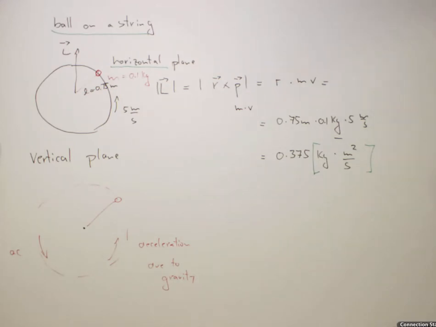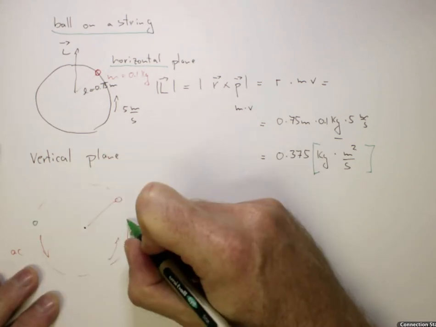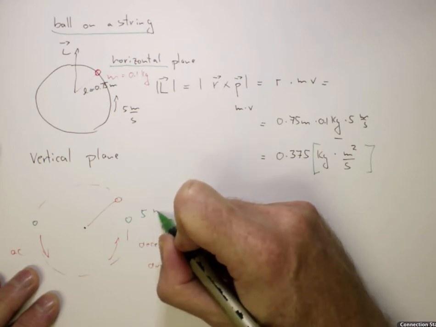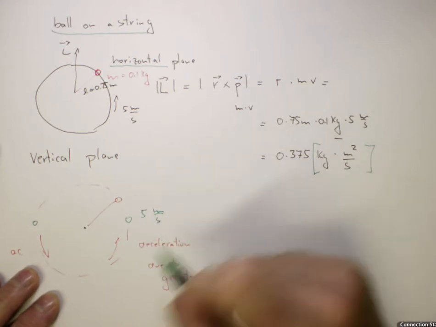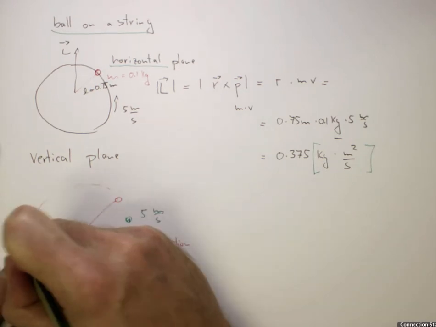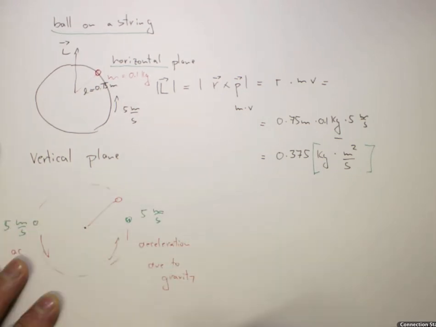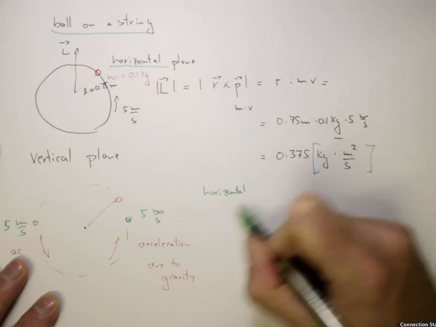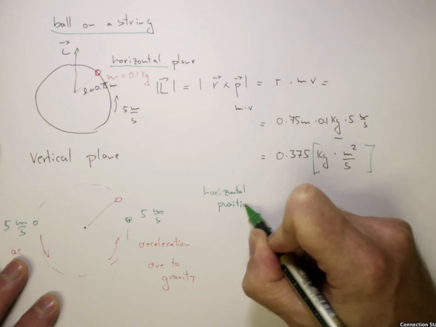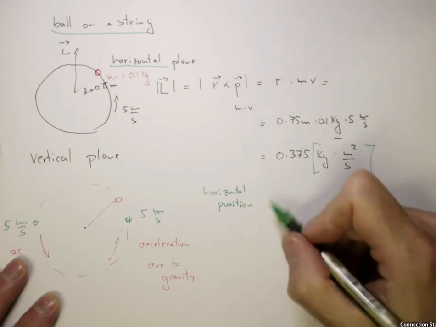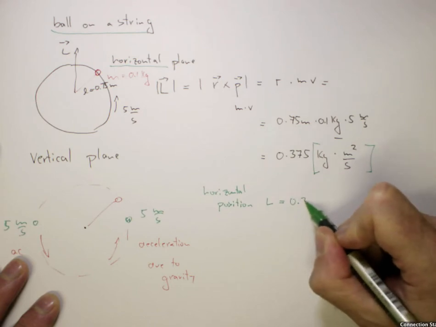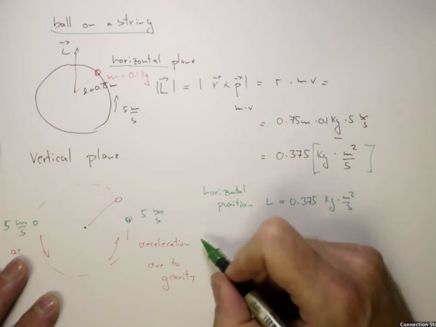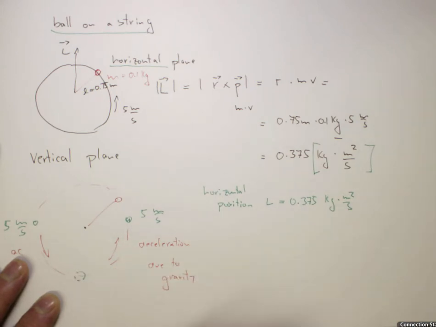Nevertheless, we can work out the angular momentum. We can consider three positions. In the horizontal position, as we've done before, we might assume the ball has a speed of 5 meters per second, which is the same on the other side. And we will find that for the horizontal position, we get the same result as just a moment ago. L is equal to 0.375 kilogram meter squared per second. But what is the angular momentum at the bottom?